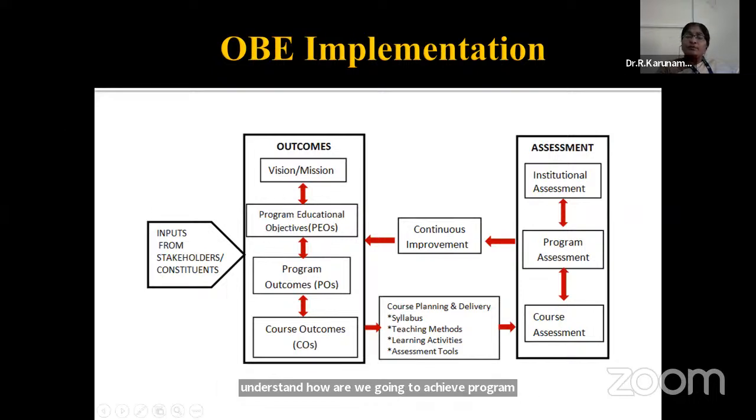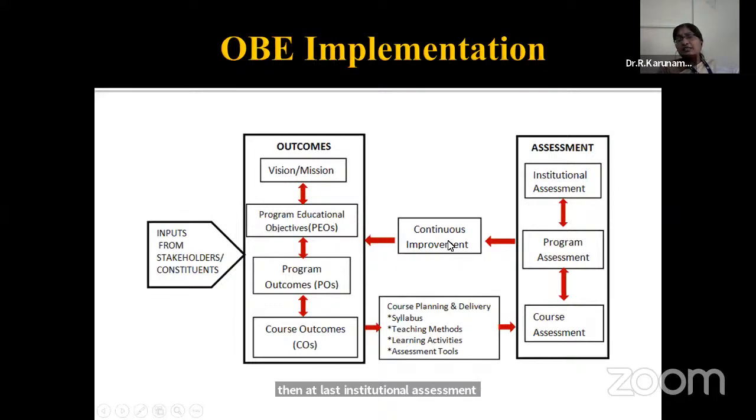And while we assess the PEOs, we come to know how it is going to be helpful for us in fulfilling our mission. So this is how OBE is being implemented. And the assessment part is given this side. First, from the bottom, lesson plan, assessment based on the lessons. Course assessment is done, then program assessment is done, and then at last institutional assessment is done.